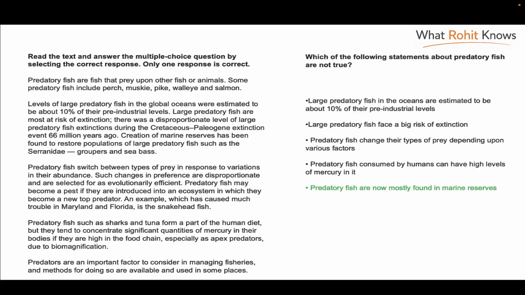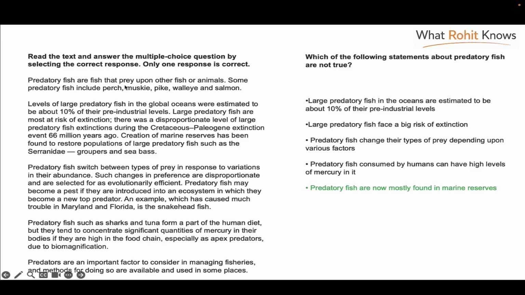And basically, we first skim the text to understand the theme and the structure. Predatory fish are fish that prey. Some examples, levels are estimated to be 10, large at extinction, creation, switch between different types of prey, may become a pest, sharks and tunas form a part of human diet, quantities of mercury, important to consider in managing fisheries. So as you see, I've just skimmed through. I read a little bit from each paragraph to get an idea what that paragraph is about. So now I understand the structure.